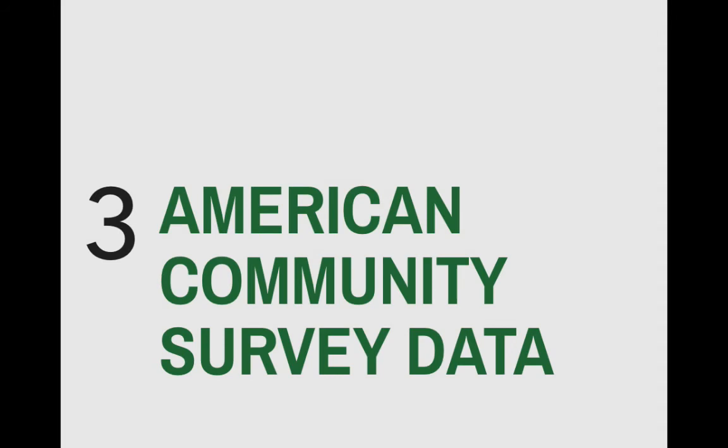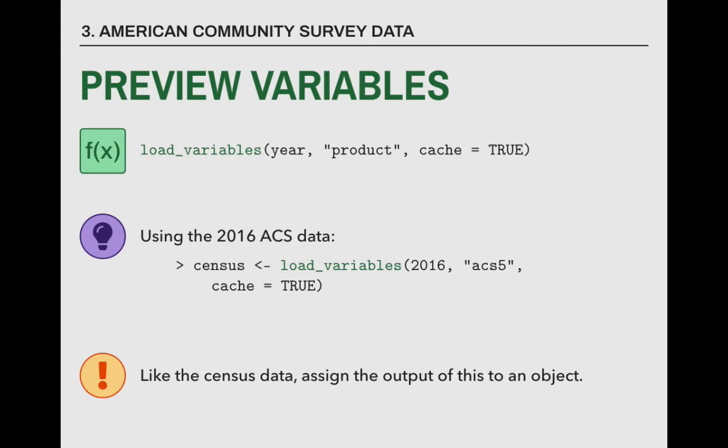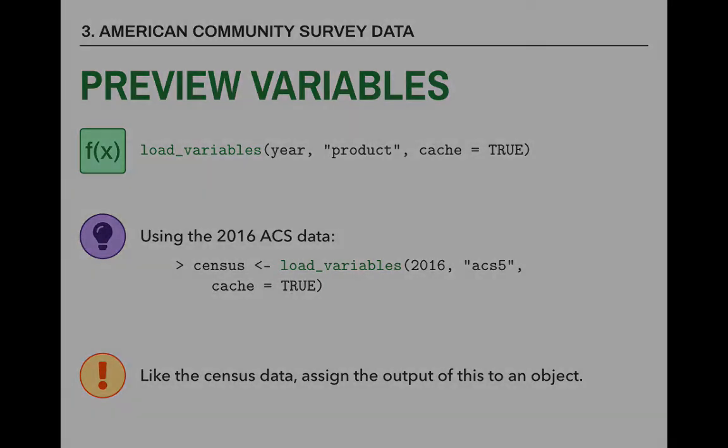Finally, I want to discuss how we obtain American Community Survey data. Remember that the ACS is the tool for obtaining population estimates between census years. It has a different set of questions, and so when we use the load_variables function from tidycensus and we specify an ACS year like 2016 as well as the ACS product, ACS5, those are 5-year estimates, we will get different output.